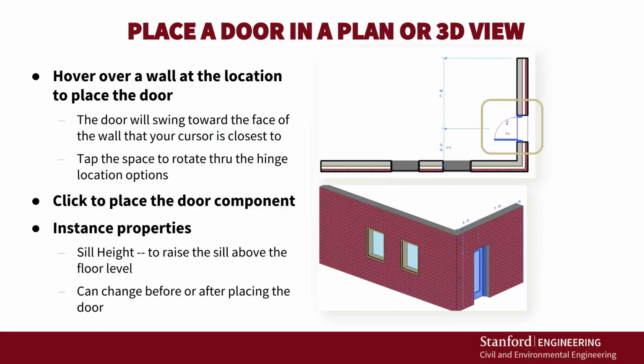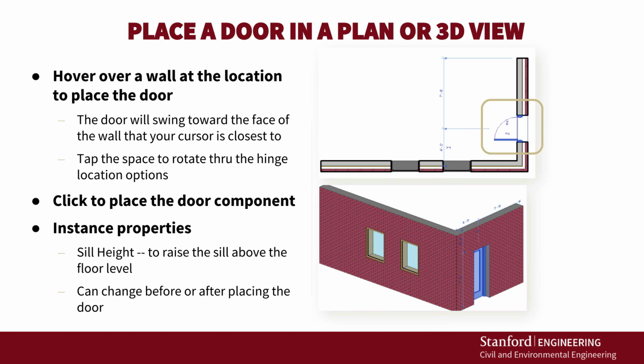To place that door in your building model, hover over a wall at the location where you'd like to place that door. As you hover over that wall, you'll see that an image appears showing where the door will be placed. The door will swing towards the face of the wall that your cursor is closest to.